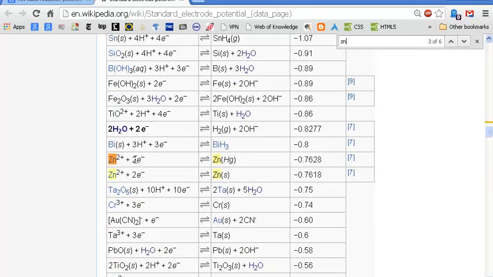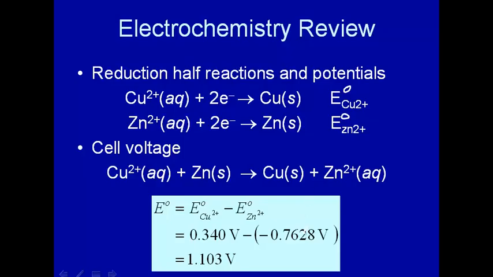Here it is. Zinc: you put 2 electrons on zinc 2+, you make solid zinc. I guess it's this one down here. This one is amalgamated with mercury down here. 0.7618. All right, 0.76, that should be a 118.